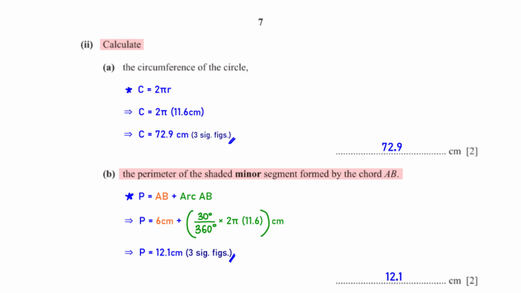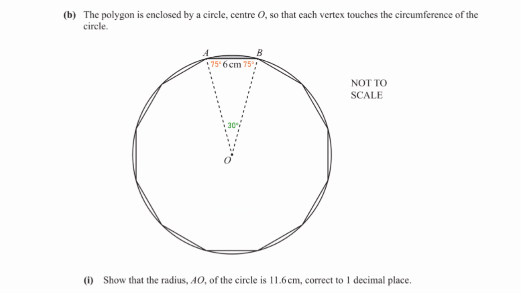Calculate the perimeter of the shaded minor segments formed by the chord AB. The perimeter of the minor segments is equal to AB plus the minor arc AB. AB is 6 centimeters. Before getting the length of the minor arc AB, we need to get angle AOB.